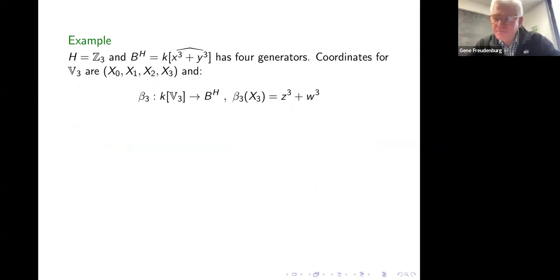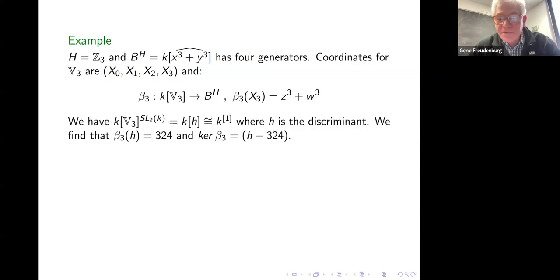Let's take Z3. So there the ring of invariants is generated by this polynomial x cubed plus y cubed plus everything that lives above it, right? And coordinates for V3 are given in the x's here. So I get a mapping from KV3 to that coordinate ring that sends x3 to z cubed plus w cubed, all right?